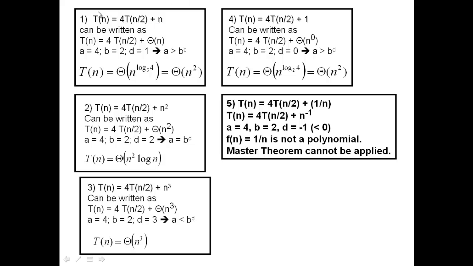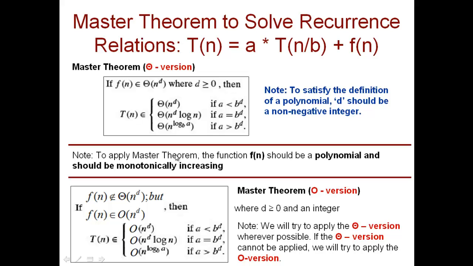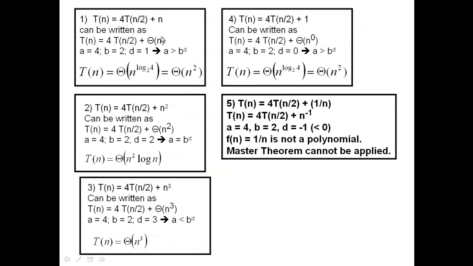For this, always compare with the general expression: T of n equals a times T of n over b plus f of n. So a is the coefficient 4, b is 2, and d, this has to be written as a function of theta. So n is simply theta of n. So a is 4, b is 2, and d is 1, because n raised to 1 is n.